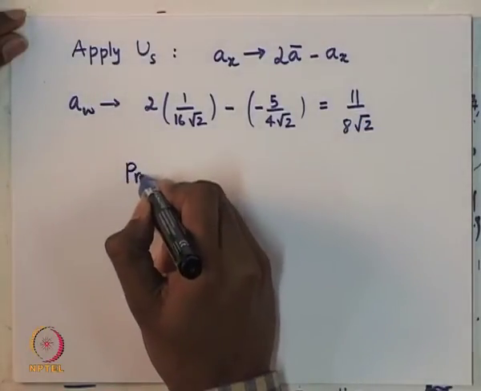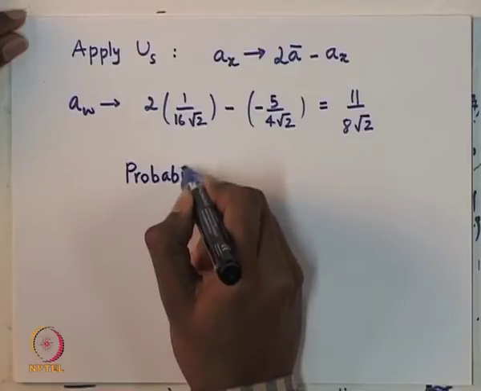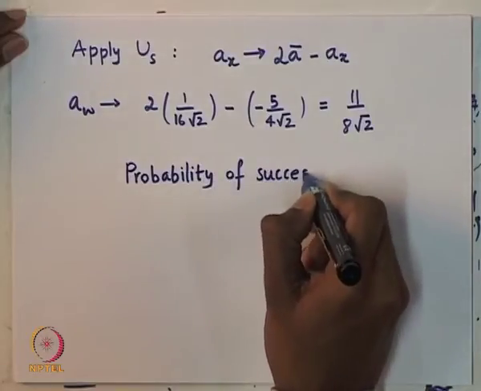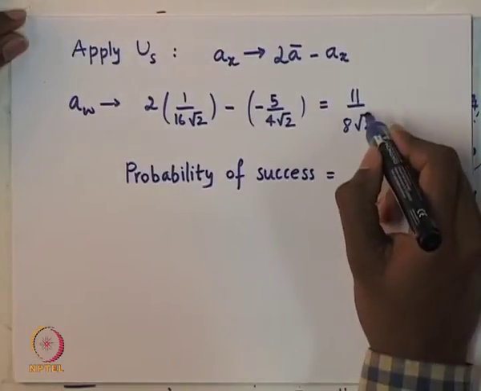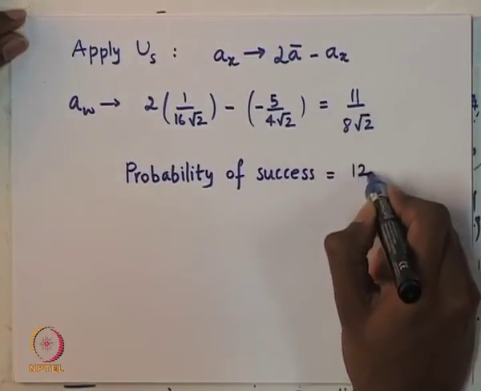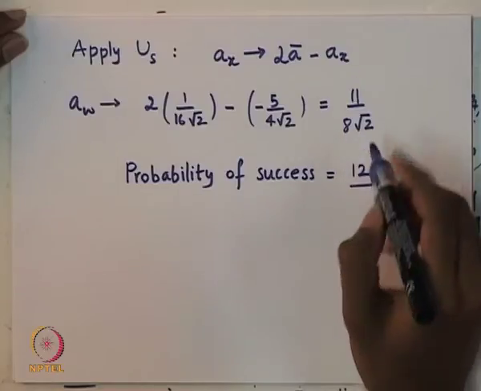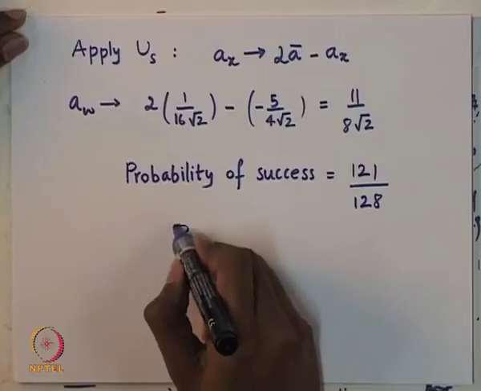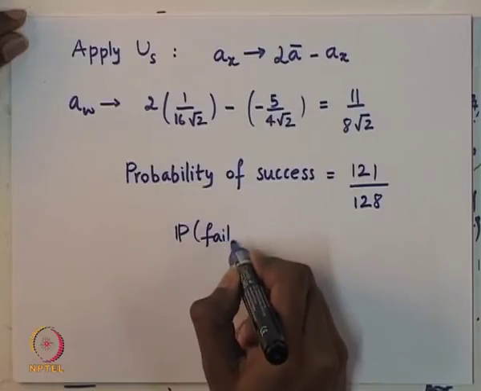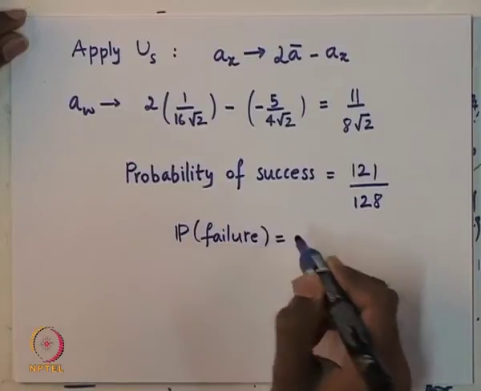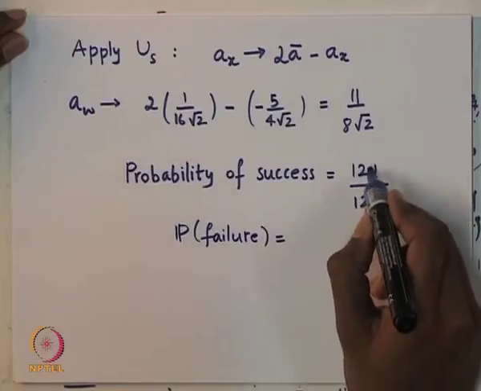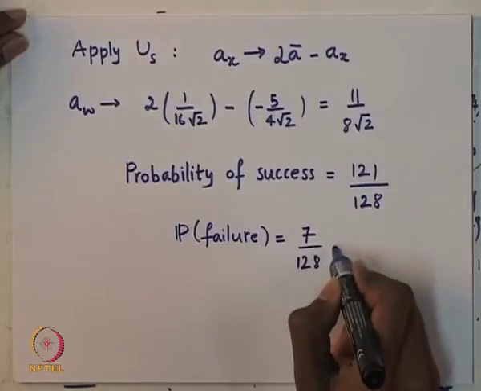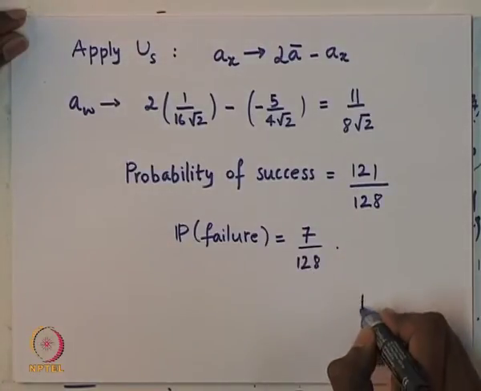So, the probability of success after 2 iterations is the square of the amplitude, that is 121 divided by 128. So, the probability of failure is 1 minus 121 divided by 128, which is 7 divided by 128. So, the correct option is option B.